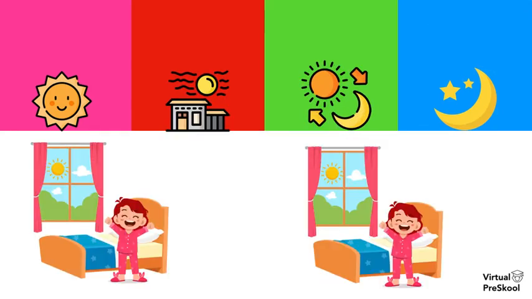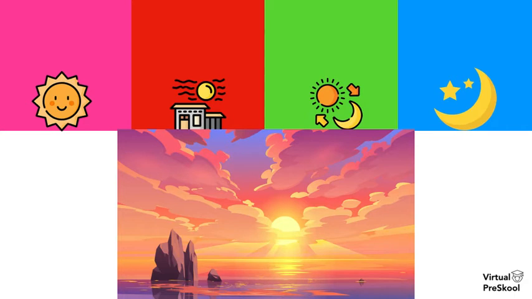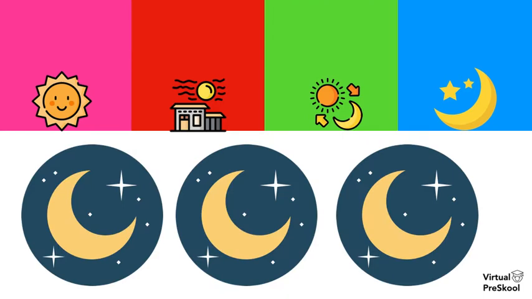And this one, this girl is up bright and early in the morning, ready to get her day started. Subah mein. And this one, it's sunset. So it would be sham ko. And this one, it's nighttime. Raat ko. Excellent work. Now you're ready to put all of this together to make full sentences.